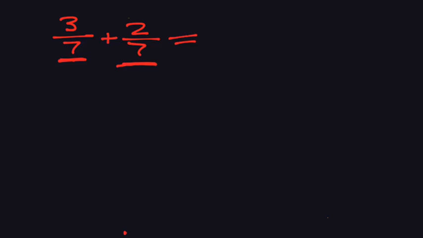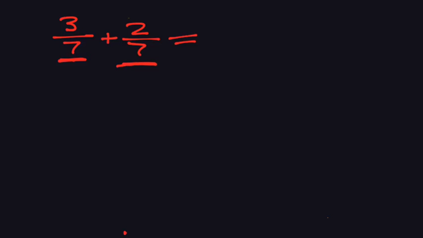But if they were different, let's say we were given the problem 3/7 plus 1/8, we could not add these fractions right away. We'd have to make our denominators equal to one another. In this case, we have our denominators the same, so we can add them.